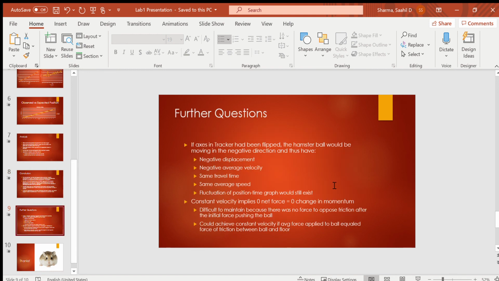So just some hypothetical situations. If the axes had been flipped, then the hamster ball would be moving in the negative direction and have negative displacement and negative average velocity, but still the same travel time and same average speed, therefore the same fluctuation in the position time graph. And then constant velocity implies zero net force, aka zero change of momentum, but that's difficult to maintain because there's no force to oppose friction after the initial force pushing the ball.